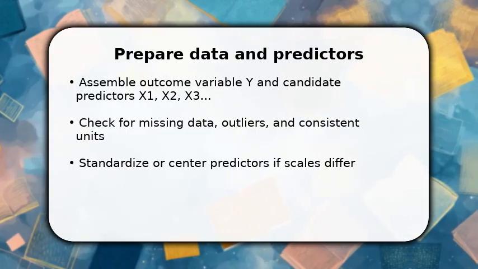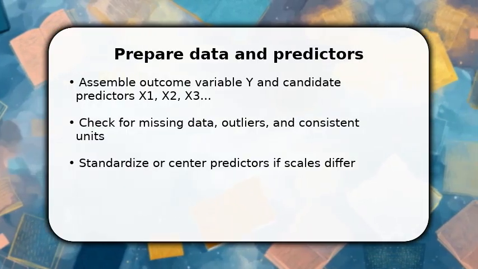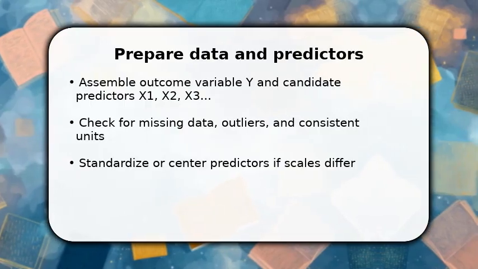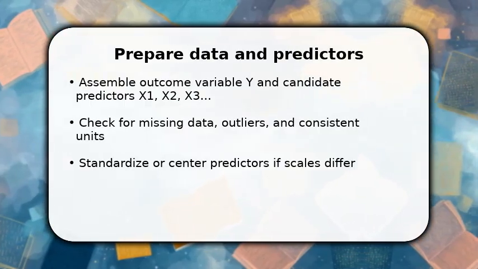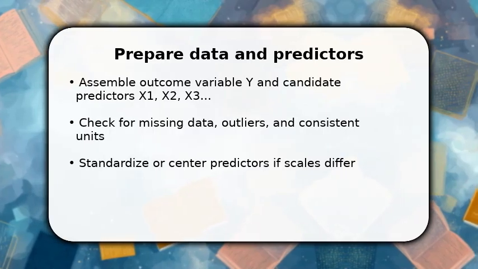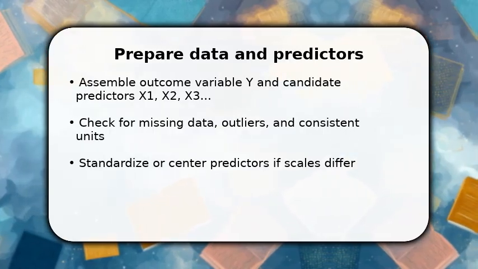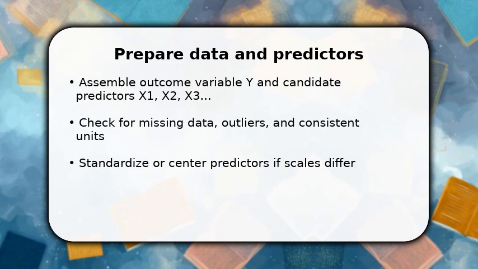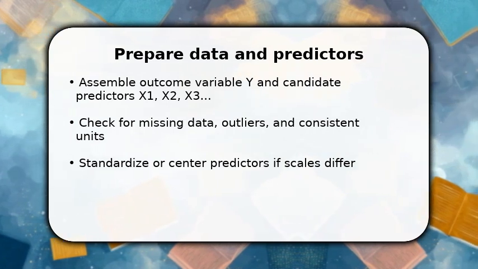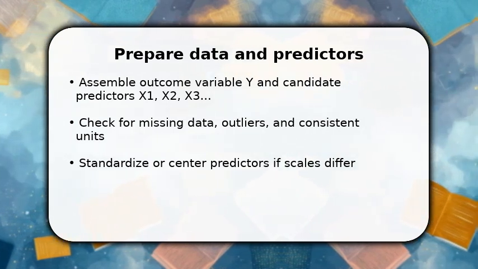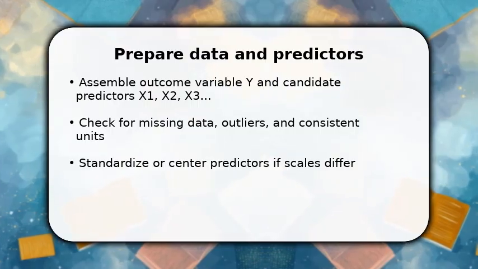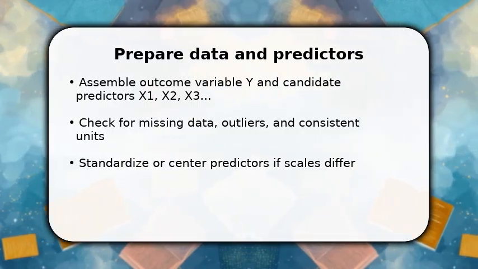Make sure to convert categorical variables into dummy columns or use appropriate encoding. Standardize or mean center predictors when coefficients will be compared. This reduces multicollinearity and improves interpretation. Begin an exploratory scatterplot matrix and correlation table to see obvious relationships before fitting any model.